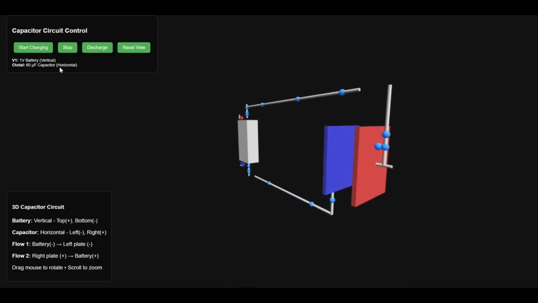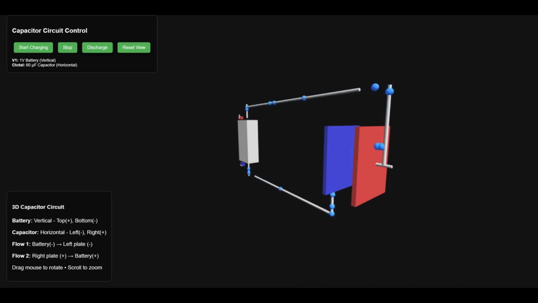The battery pumps charges, increasing the amount of stored charge on both plates. The more electrons that accumulate on the negative plate, the more electrons are removed from the positive plate. Because of this, the potential difference between the two plates grows continuously. Now here is the key point.